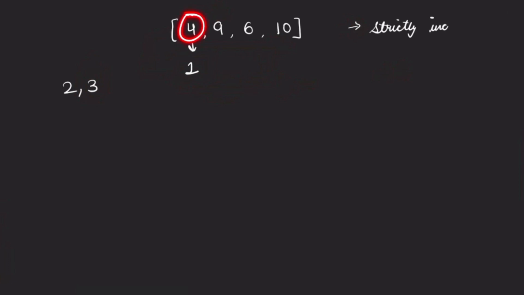So for this one, we are choosing the largest prime number here. That is why we got a 1. Now if we see for this 9, we will have 2, 3, 5 and 7. 7 is the largest prime number. So 9 minus 7 will be equal to 2.